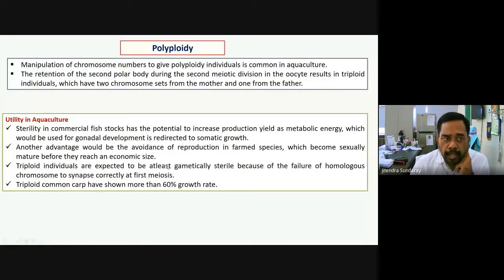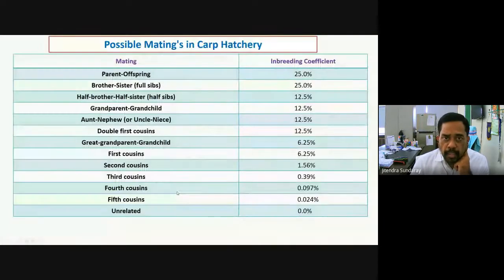Polyploidy: manipulation of chromosome number to give polyploid individuals is common in aquaculture. Retention of the second polar body during the second meiotic division in the oocytes results in triploid individuals, which have two chromosome sets from the mother and one from the father. What is the utility? Sterility in commercial crops is an advantage, as it prevents reproduction in farm species. Triploid individuals are expected to be functionally sterile because of failure of homologous chromosomes to synapse correctly at the first meiosis. Triploid common carp have shown more than 60% growth rate. This is the result.